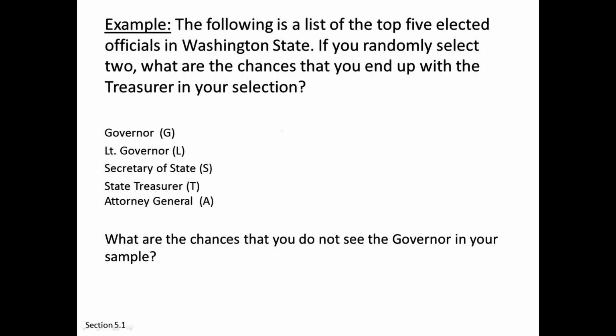So first off, one thing we need to think about is what are the possibilities? Let's think about the possible samples. So how could we list out all the possible samples of 2 officials? What do you think? Go down the line and pair them up. Yeah, we just start pairing them up.